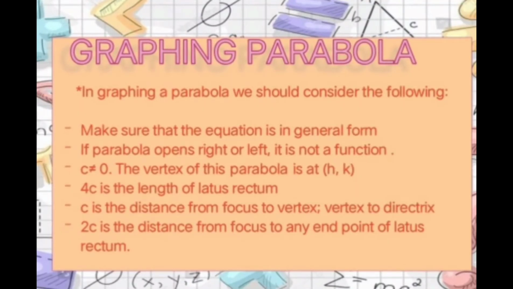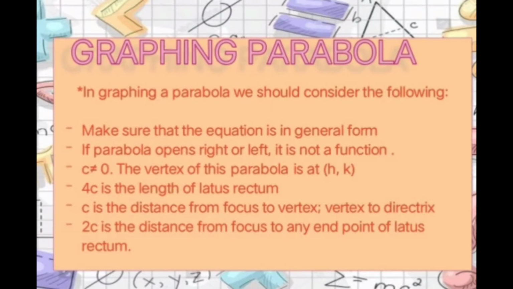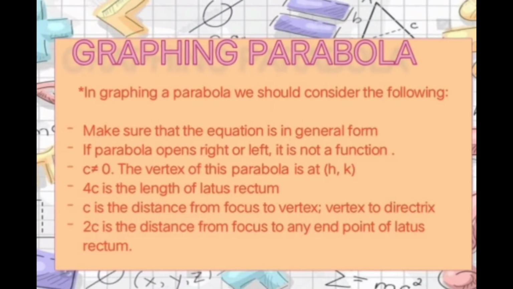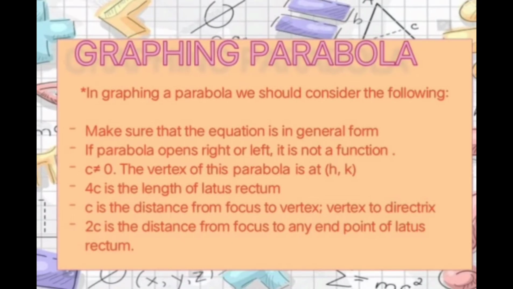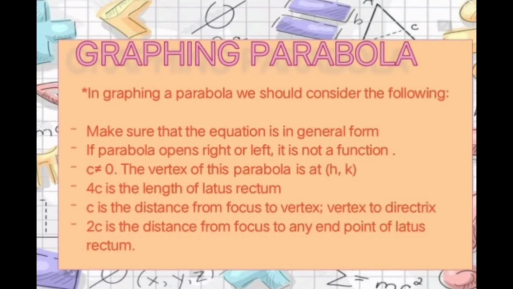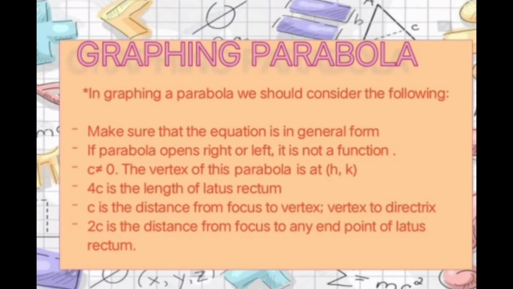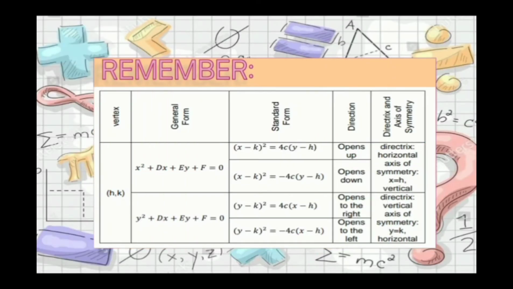4c is the length of the latus rectum. c is the distance from focus to vertex, or distance from vertex to directrix, and 2c is the distance from focus to any endpoints of the latus rectum. Remember these formulas, especially their standard form and direction, because this is very useful in graphing a parabola.